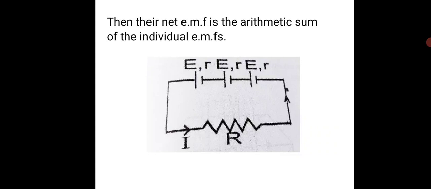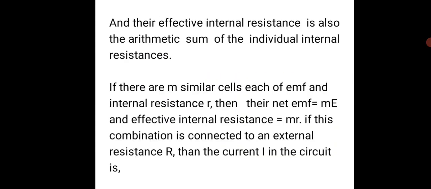See, this is the figure of cells in series. That is, the net electromotive force is the arithmetic sum of the individual electromotive forces. The effective internal resistance is also the sum of the individual internal resistances. If m similar cells, each of EMF E and internal resistance r, are connected, their net EMF equals m into E and internal resistance is m into r.